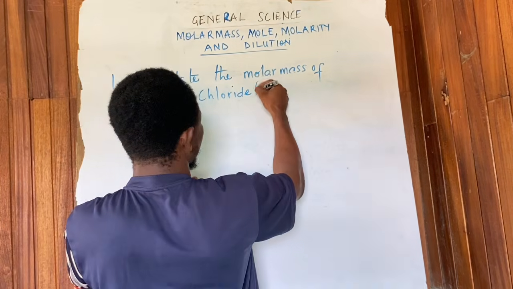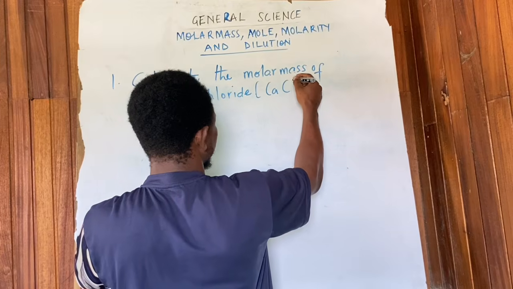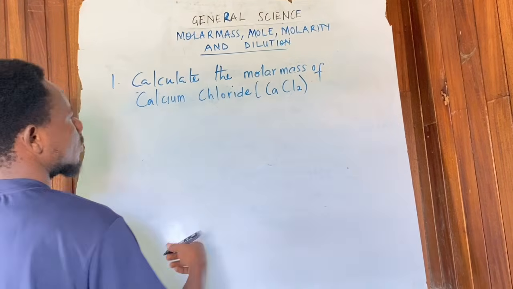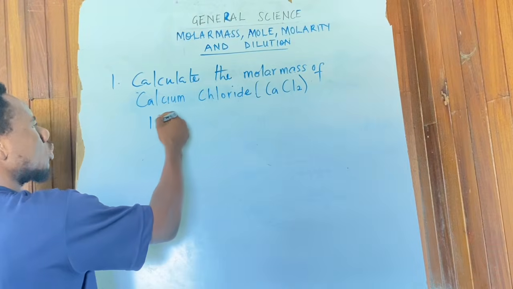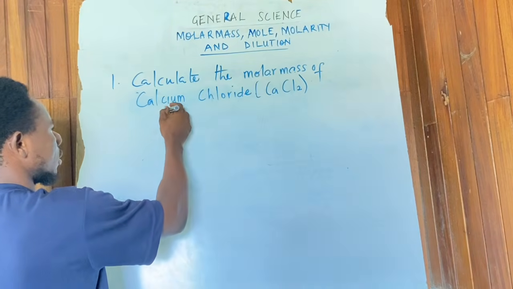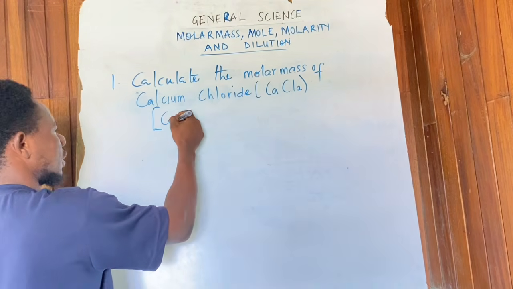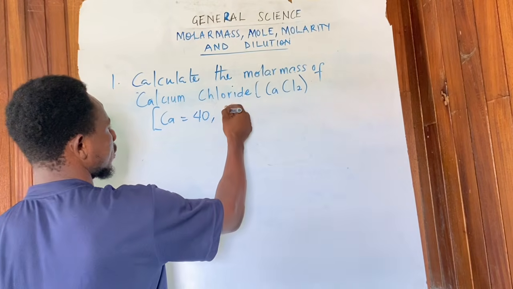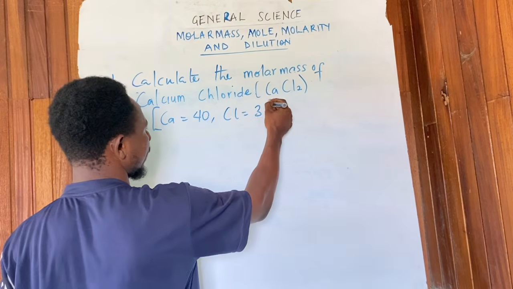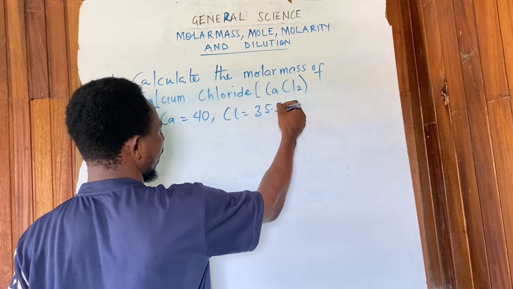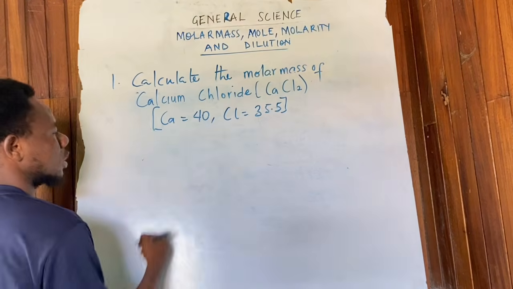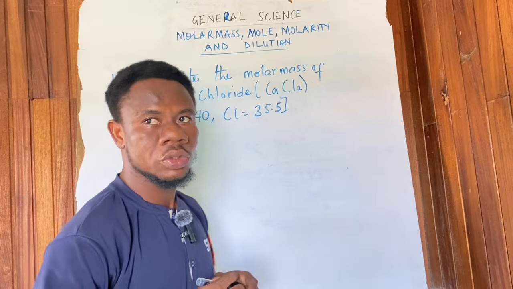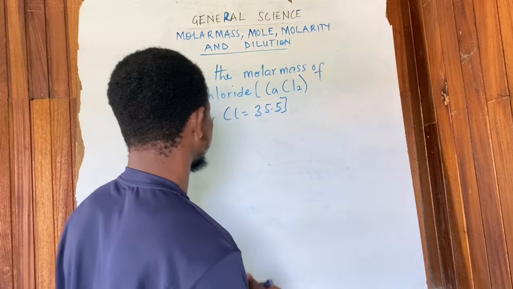So calcium chloride is CaCl2. We have to calculate the molar mass of calcium chloride. Ca is equal to 40, Cl is equal to 35.5. Don't forget, these are fixed atomic masses. They are not going to change. It's better you know them.